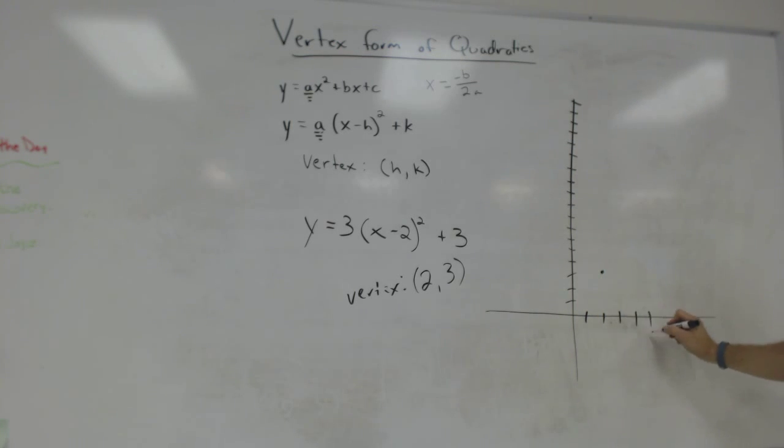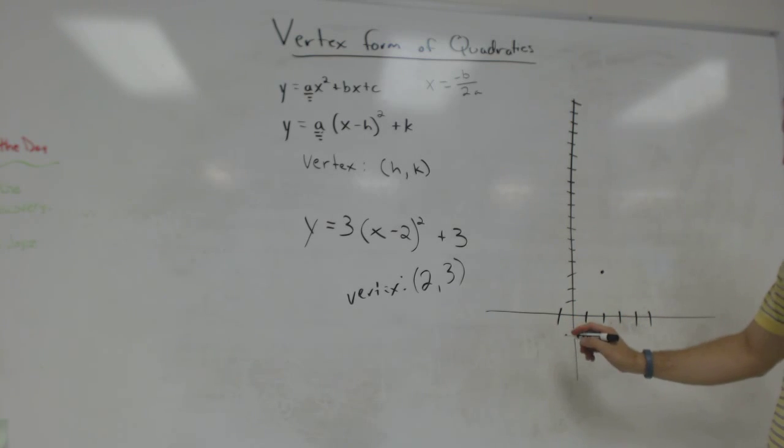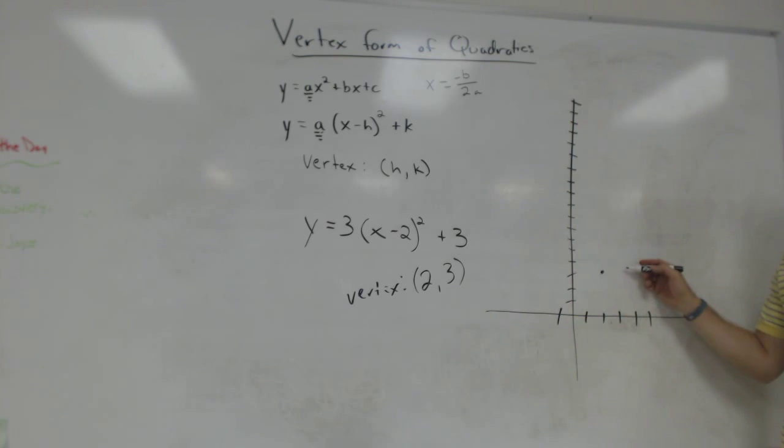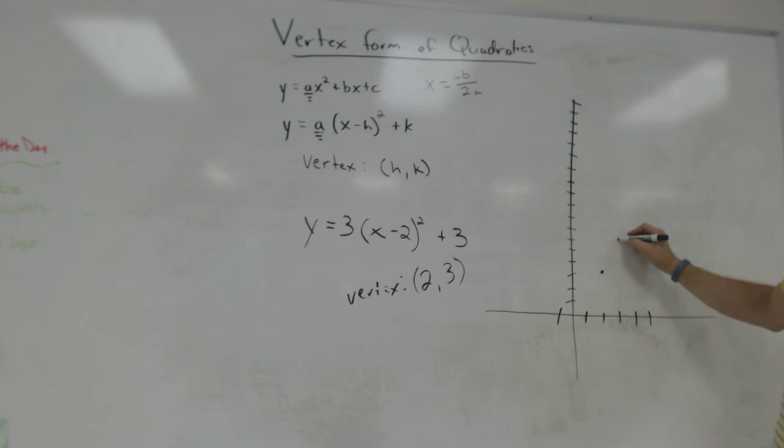Alright, so what do I do next? If I go over 1, how many do I have to go up or down? So for 3, you'd have to go over 1, up 3. Very nice. Over 1, up 1, 2, 3.